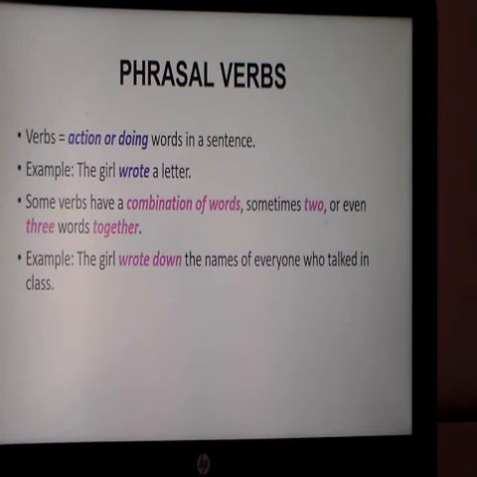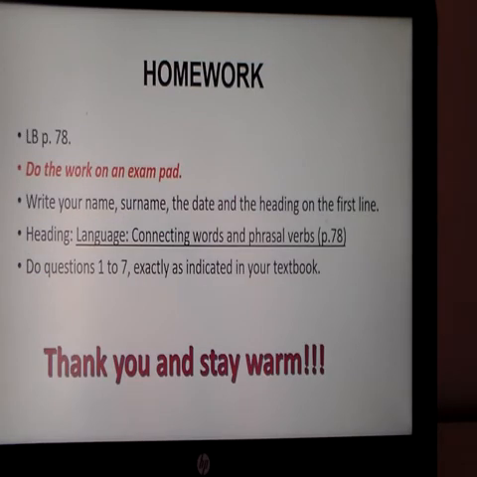In our example here, the girl wrote down the names of everyone who talked in class. So talked is also a verb, but wrote down, can you see, you can't just say the girl wrote the names of everyone who talked in class. The girl wrote down. So can you see there's a little combination there of verbs that you can't really split. They always go together, like peanut butter and jam on a sandwich. And that's basically it, boys and girls, our connecting words and our phrasal verbs.